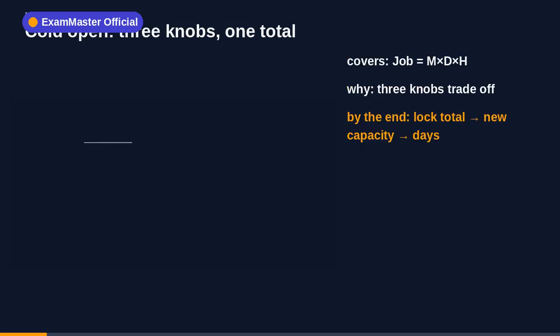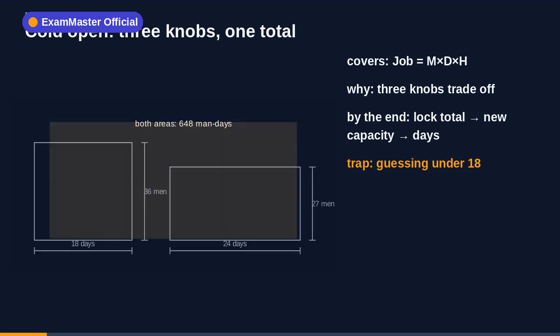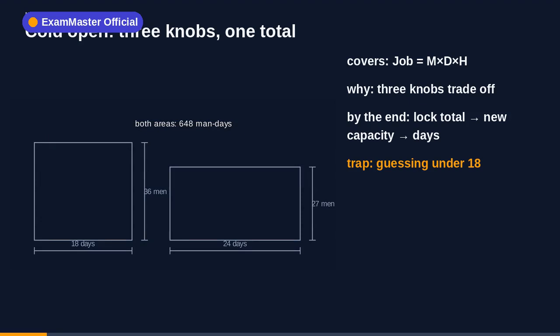Men, days, and hours can all change at once. Today you will lock the job as a man-hours total first, then rearrange for the new crew. By the end, you will compute job equals men times days times hours from the known side, divide by the new daily capacity, and scale if the wall size changes.